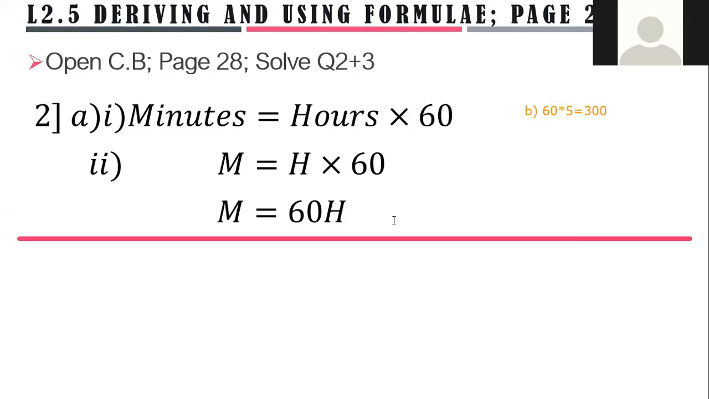Zayed, he gave you the formula V equals IR, and he wants you to find V when I equals 3 and R equals 7. What will you do, Zayed?